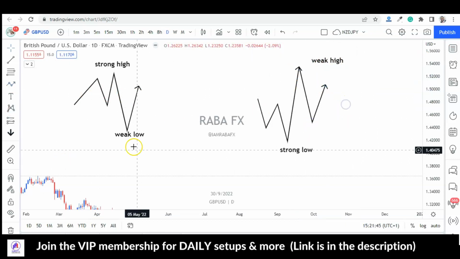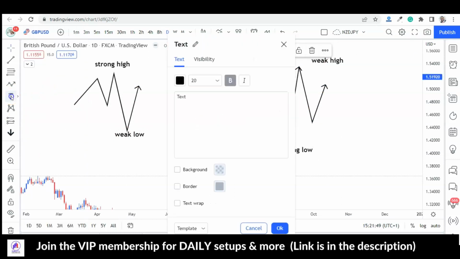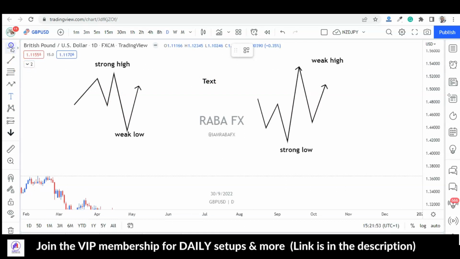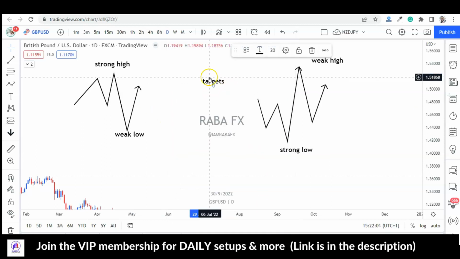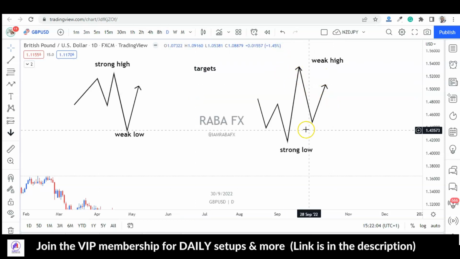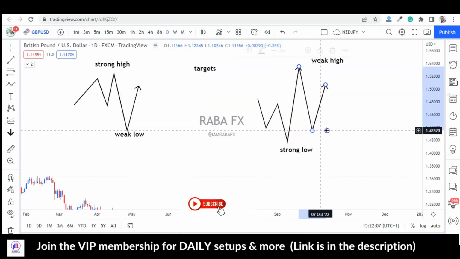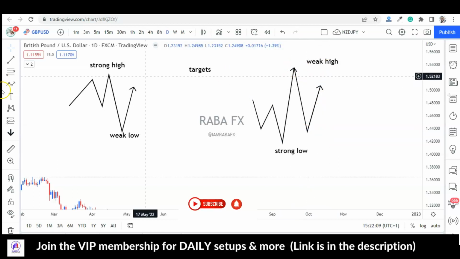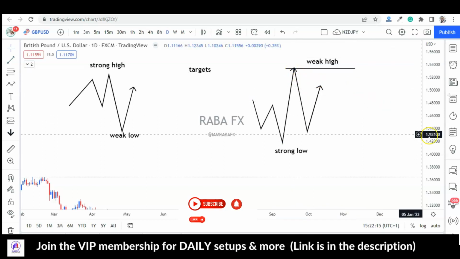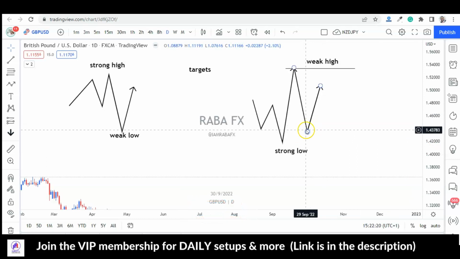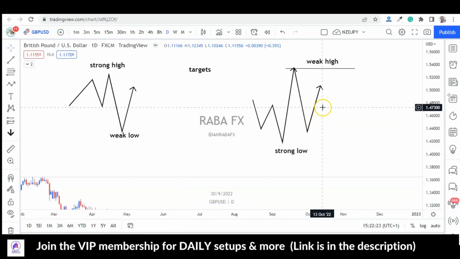First of all, your weak low and weak high are targets. Number one, you can use them as targets. So if you are buying from here, this will be your target here. The reason why you need to know your target is because of fear. When you are in the trade, just allow the process to move.